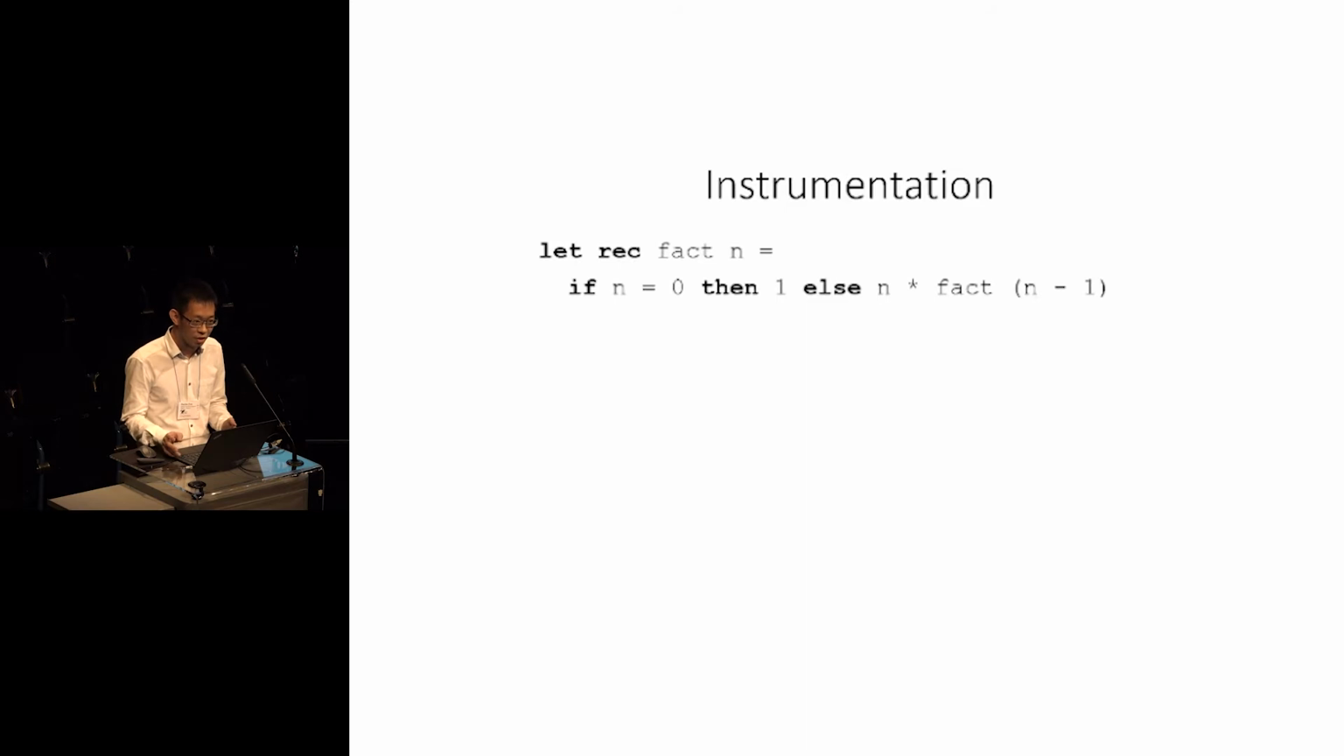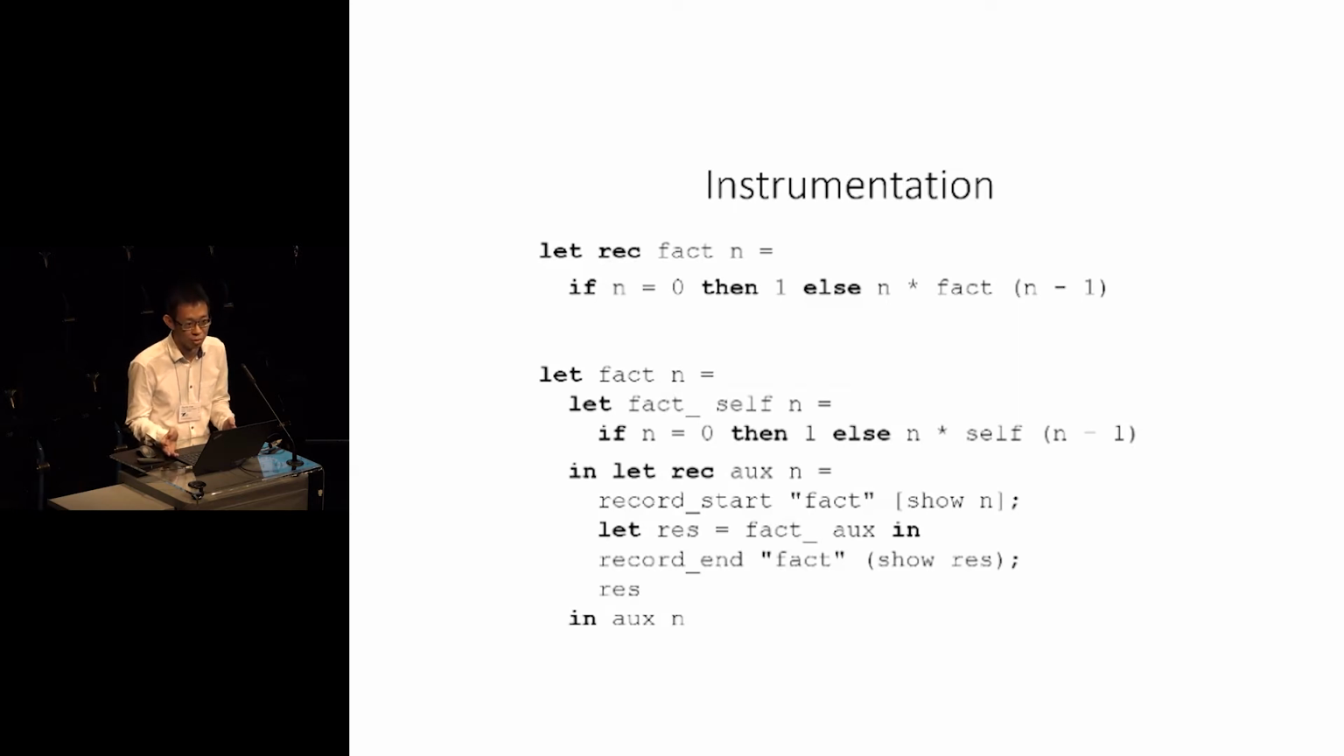And if we have recursive functions, the transformation is a bit more involved. Firstly, we open the recursion by making the recursive call a parameter, and then we define an auxiliary function which sort of ties the knot again, after recording the span of execution.